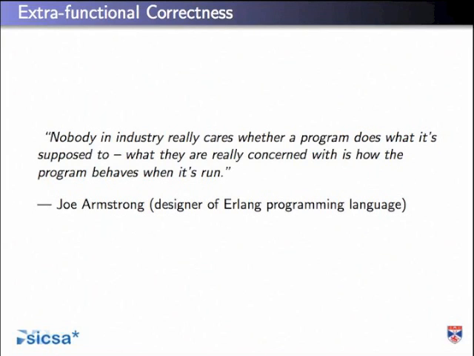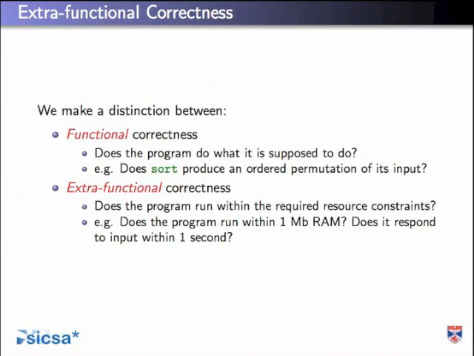This is something that particularly they care about in the Erlang community because they're very interested in keeping things running. So this is extra functional correctness rather than functional correctness. So the distinction we make between functional correctness and extra functional correctness is that functional correctness is about: does the program do what it's supposed to do? So, does your sort function return an ordered permutation of its input? Does x plus y always equal y plus x? That kind of thing. Is your list lookup always bounds safe?